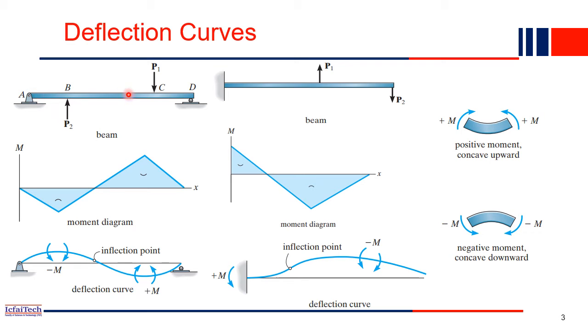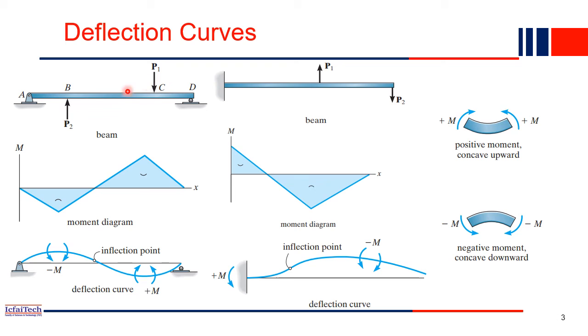Let's see. This is a beam. This is a simply supported beam, right? Simply supported means this end is a hinge support, whereas this end is a roller support. And two forces are acting on this beam. One force is P1 acting downward, whereas you have another force P2 acting upward. So two forces are acting.